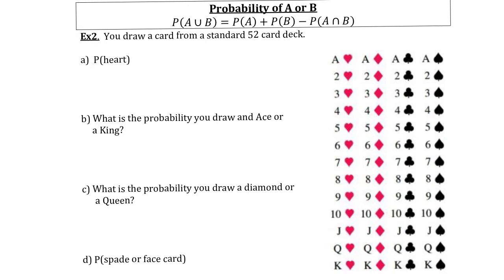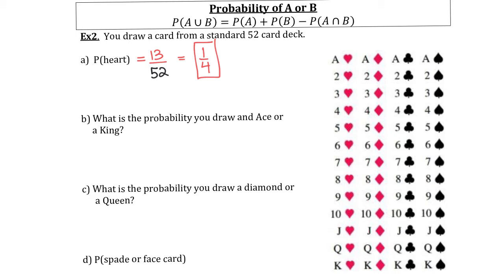Now for the probability of a heart from a standard 52 card deck, what are the positive outcomes? The positive outcomes are I get a heart. There are 13 hearts out of a total of a 52 card deck. So 13 out of 52, which I'm going to simplify, is 1/4, which makes sense because there are 4 suits. So you have a 1/4 chance of pulling a heart.